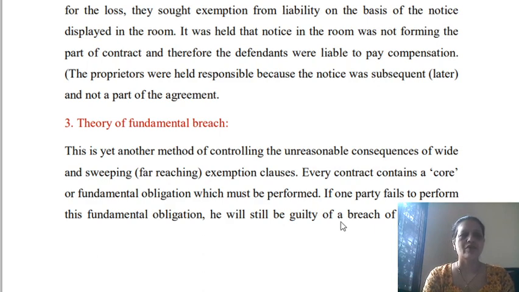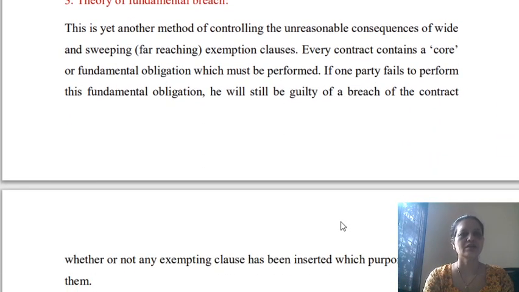Proprietors were held responsible because the notice was subsequent, that is afterwards, that is later, and not a part of the agreement, and therefore they were liable to pay compensation. Third rule, theory of fundamental breach.